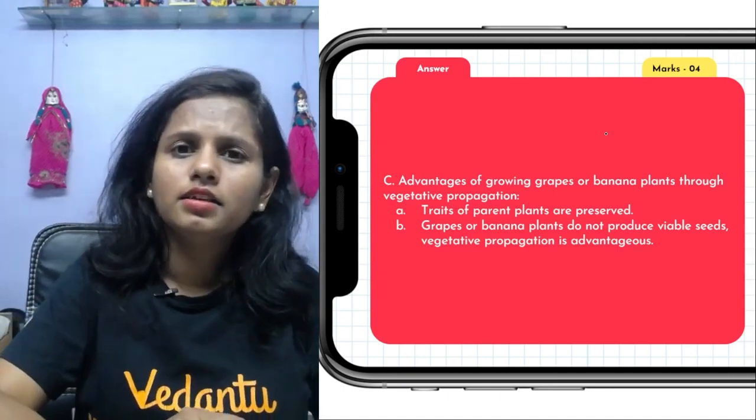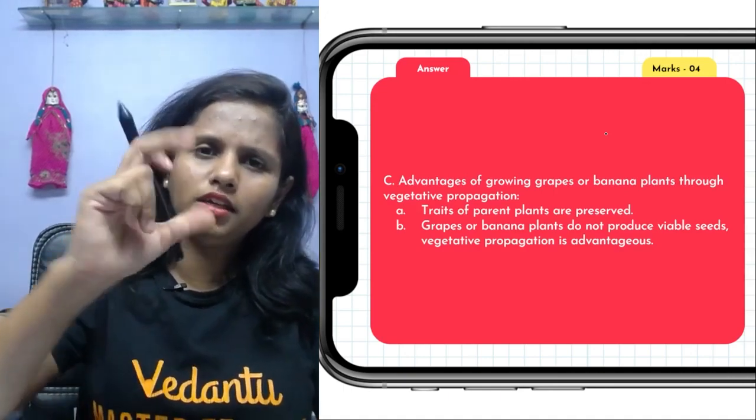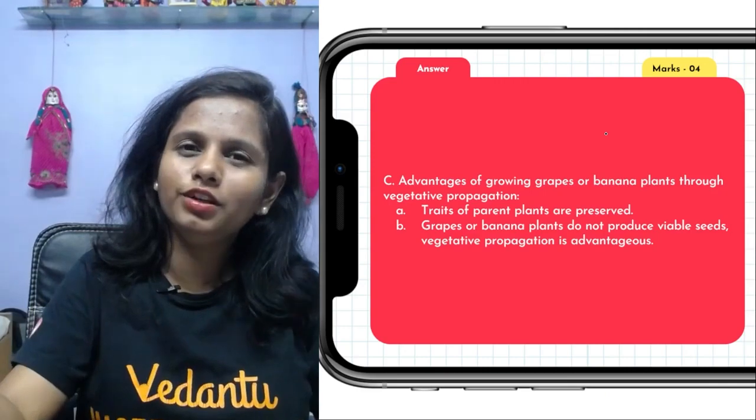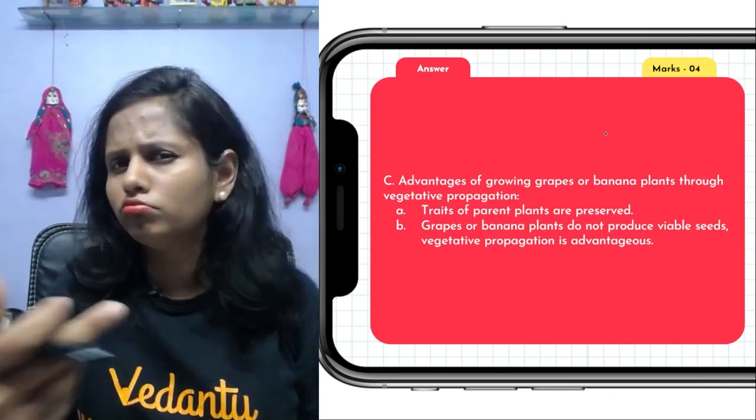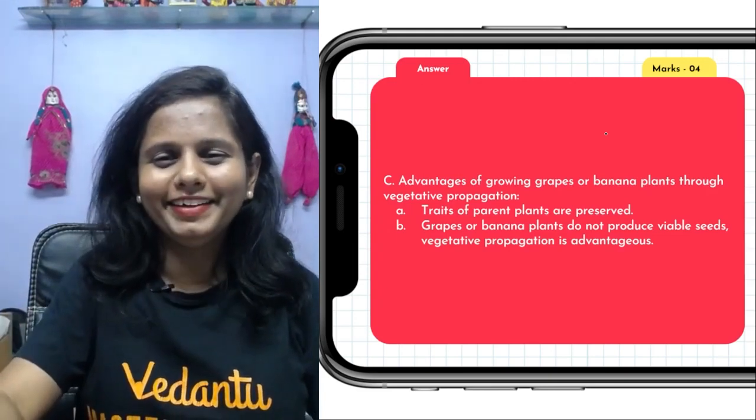And bananas, we take the root comb and we use plant tissue culture for propagating, and that's the reason why we obtain banana fruits throughout the year.